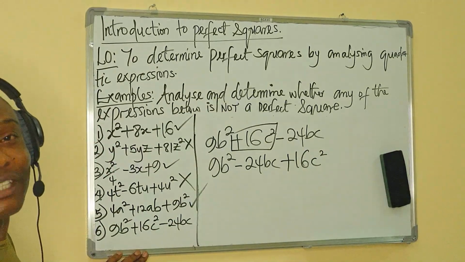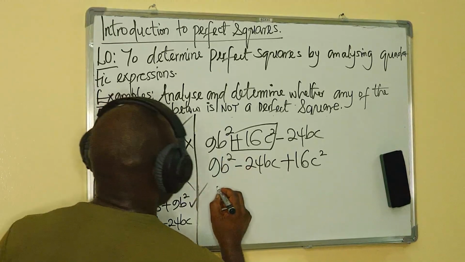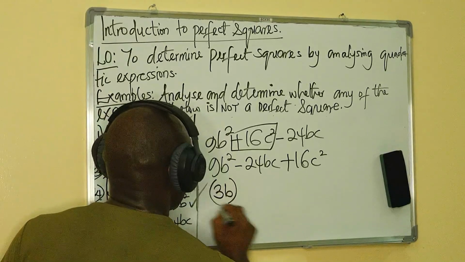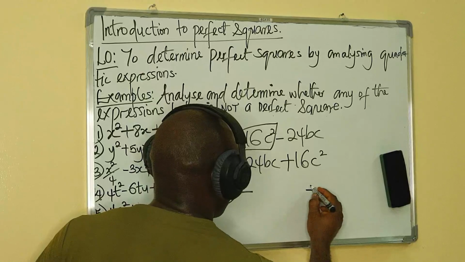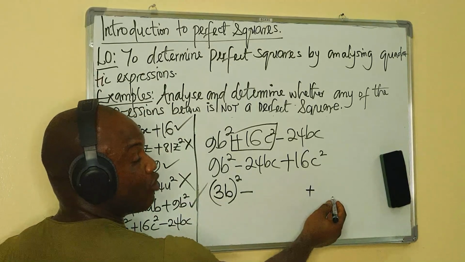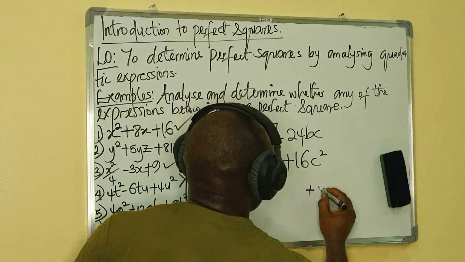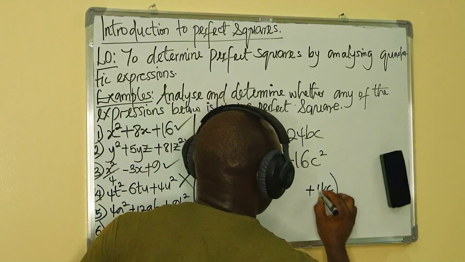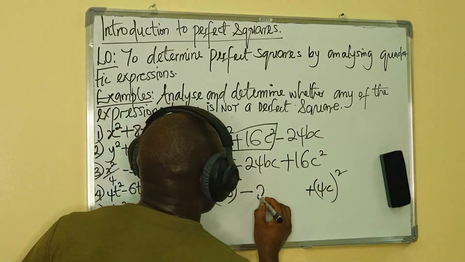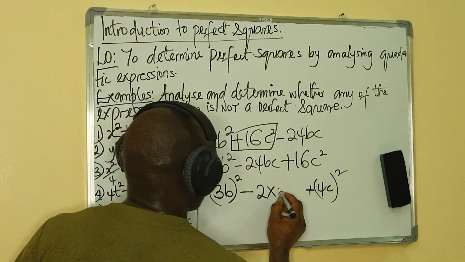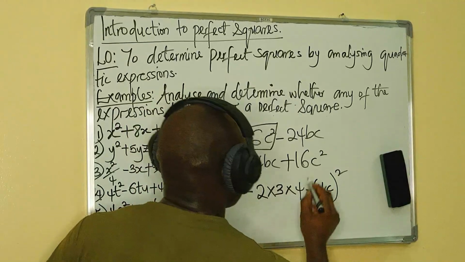Now we can try to test out whether it is a perfect square or not. The first term, 9b squared, can be rewritten as 3b, close the bracket, squared. For the second term, we just give a little space and wait, because we need to find out what the c term will be before coming to check the middle. So 16c squared can also be written as 4c in a bracket squared. And so for the middle term, it's going to be 2 times the first term, which is 3, times the second term, which is 4.